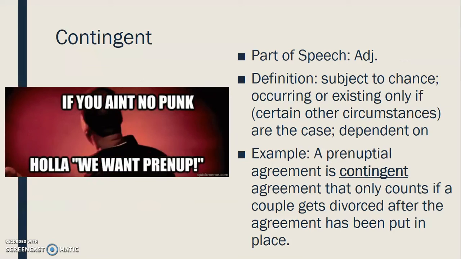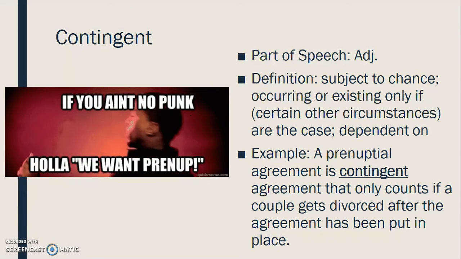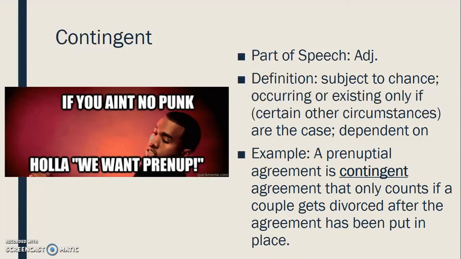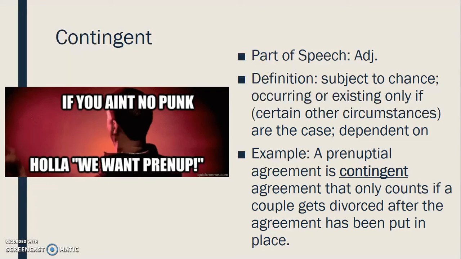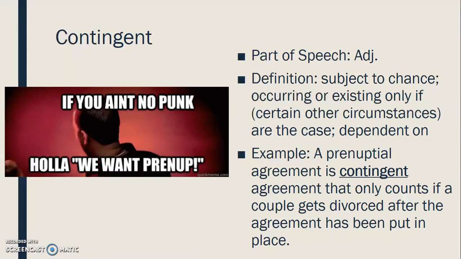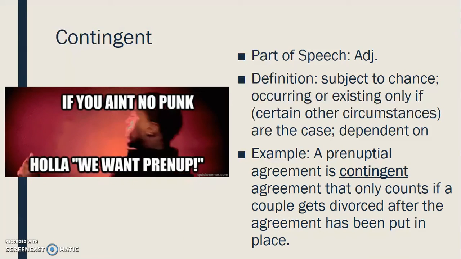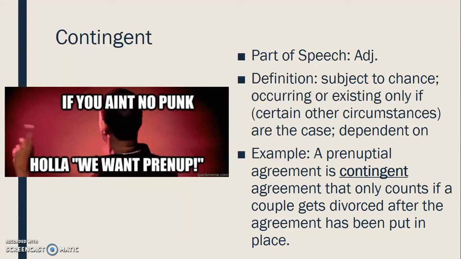Our next word is contingent. Contingent is an adjective. The definition is subject to chance, occurring or existing only if certain circumstances are the case, dependent on. So, for example, a prenuptial agreement is a contingent agreement that only counts if a couple gets divorced after the agreement has been put in place.